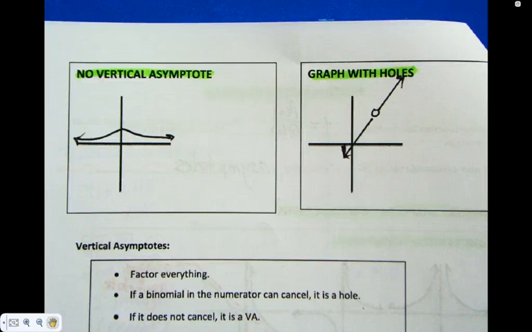Yes, ma'am? It's just a hole. It's just a spot that doesn't exist. So instead of an asymptote, where there's all those values that don't exist, there's just one coordinate point in the middle of the graph that doesn't exist. And I'll show you in a second how to find it and what it means.